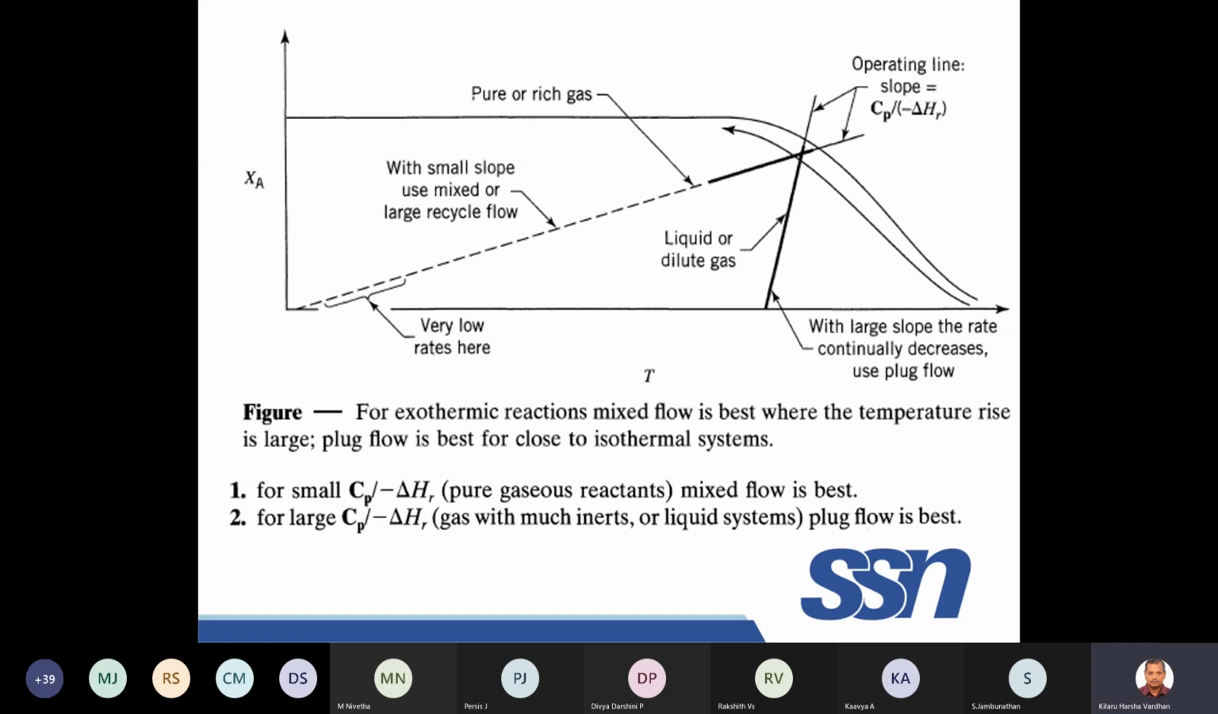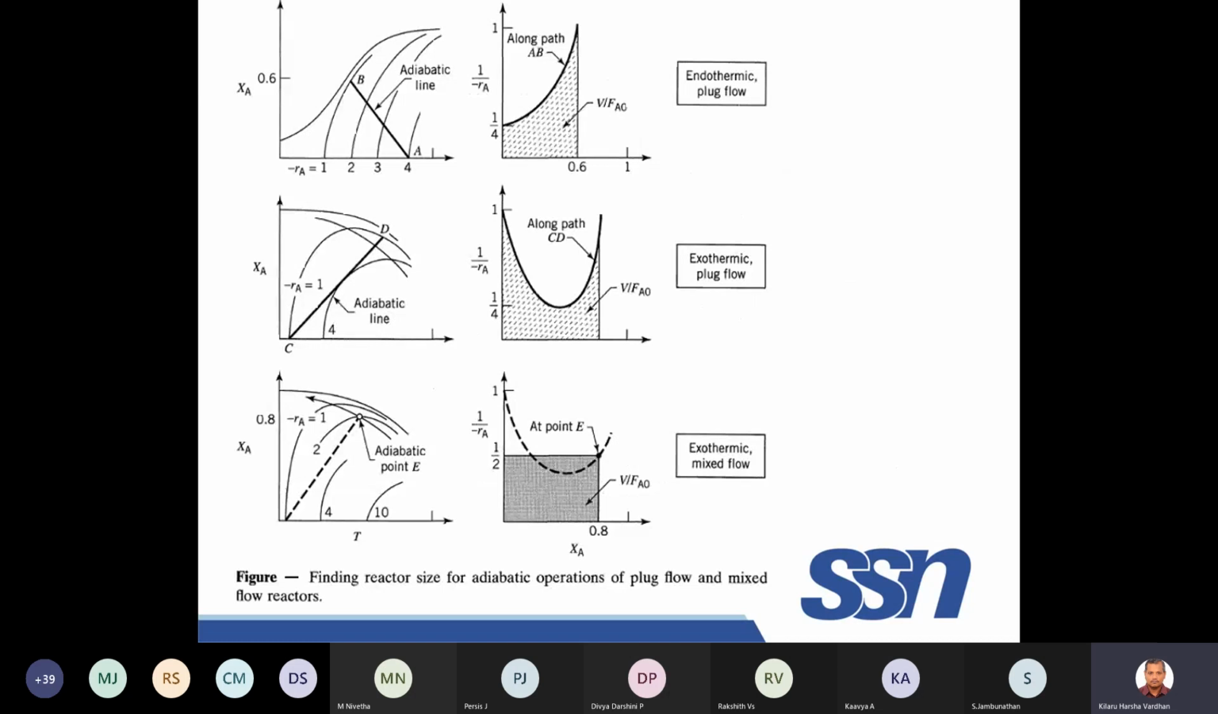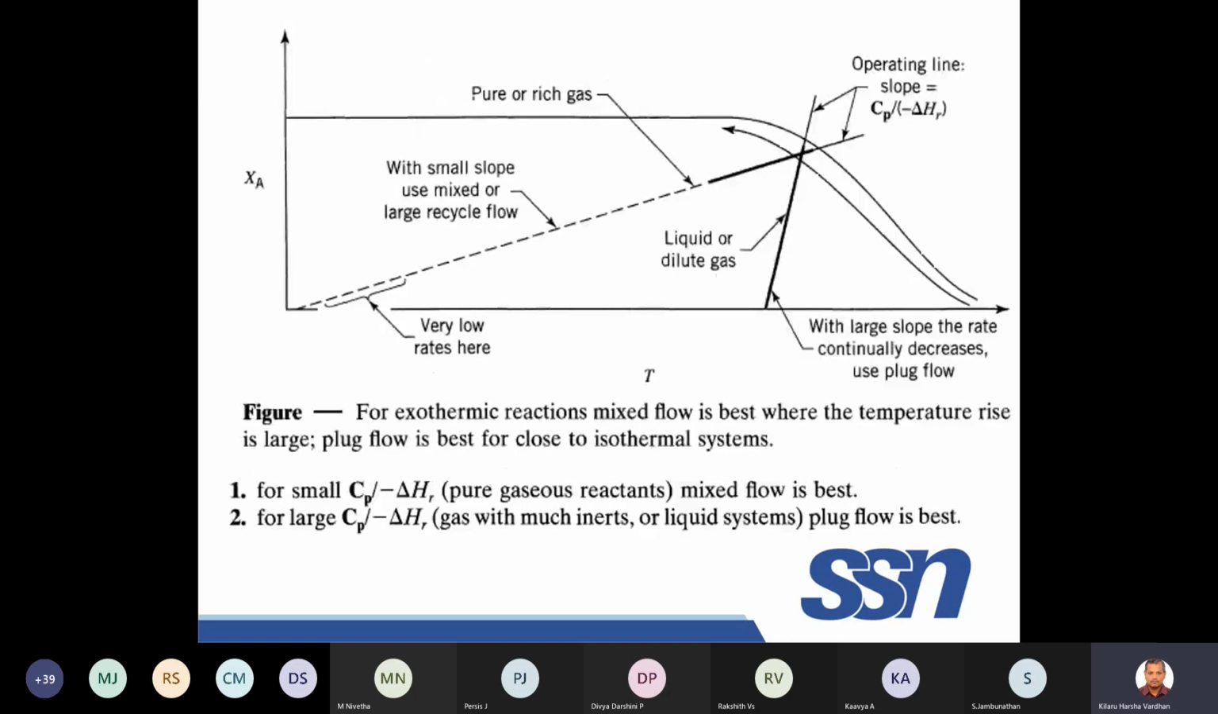If the volume is going to be the same for PFR and MFR, then we want high conversion, so it is better to go for a PFR. Understand? So I'll stop here. I don't want to go into much detail. Still, a lot of discussion is possible here. This particular point plays a very important role.